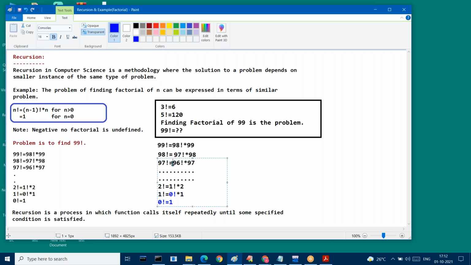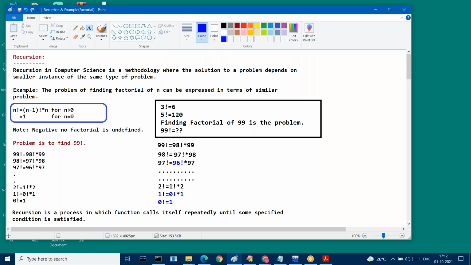In this way, sir, one day I will put 96 factorial here. I will get 97 factorial. I will put it there. I will get 98 factorial. Then I will put it there. I will get 99 factorial.